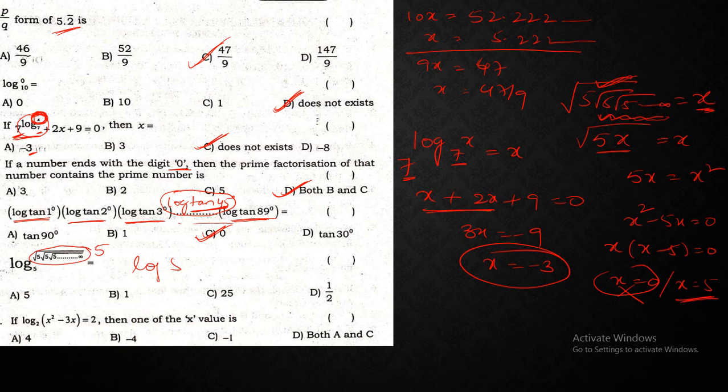So from this, log 5 to the base 5. What is the value of log 5 to the base 5? It is nothing but 1. So the answer is 1. Next, moving on to one more question. I hope this is the last question of this session.